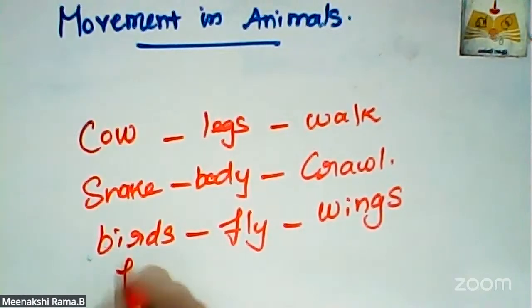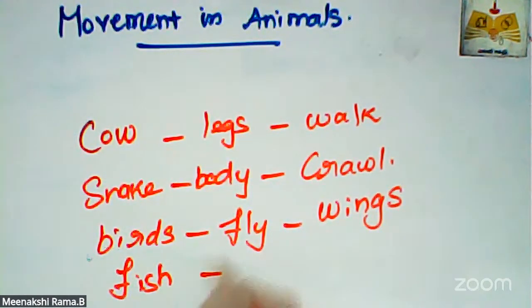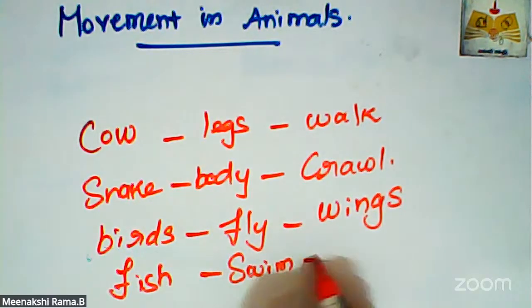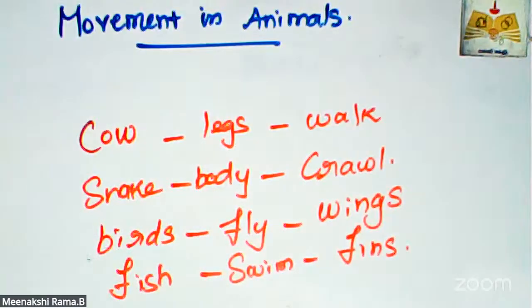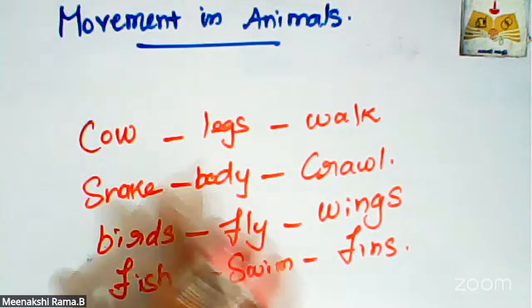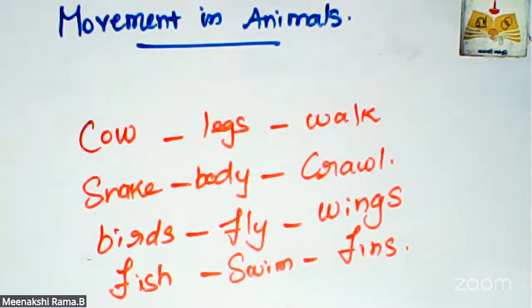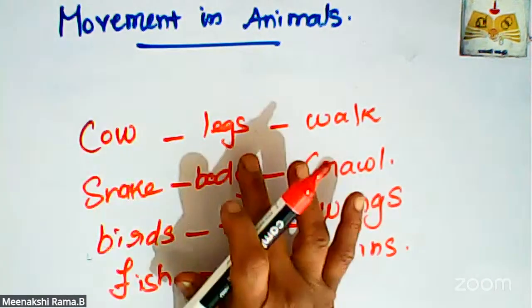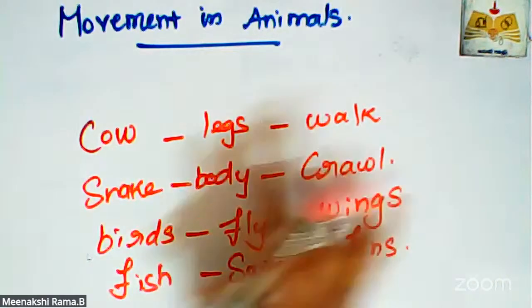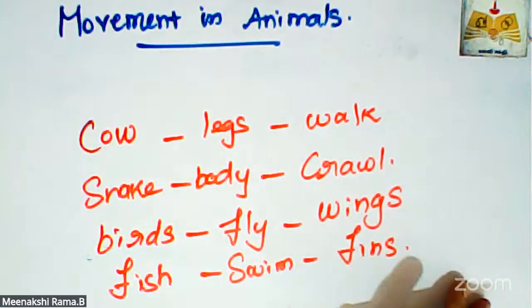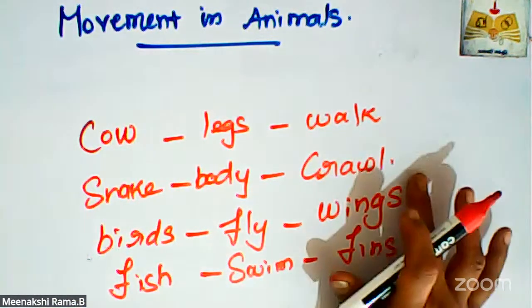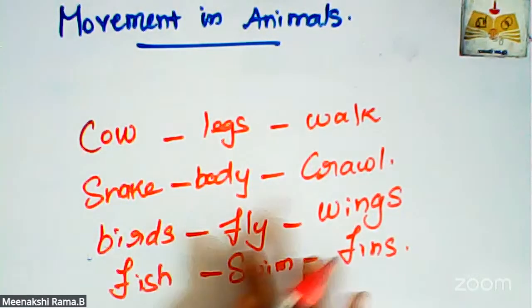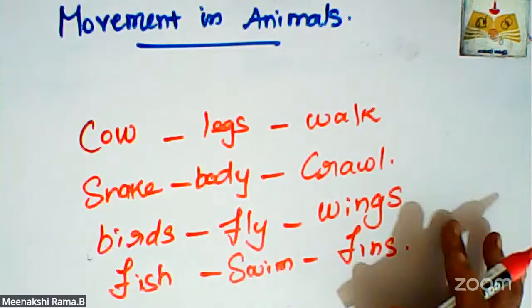And next one is fishes. Yes, fishes are swimming. How are they swimming? With the help of their fins. So there are different kinds of animals: cow, snake, bird, and fish. Cows move from one place to another with the help of their legs. That is called walking. Snakes move with the help of their body. That is called crawling.